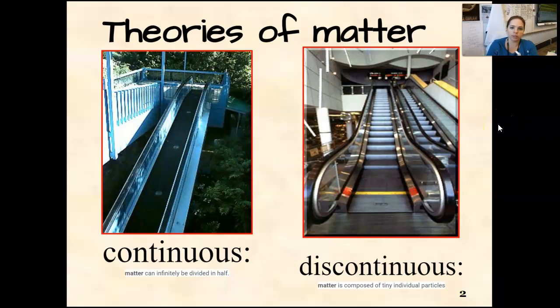So we have some theories of matter that are continuous. That means matter can be infinitely divided in half. You can just break it down, break it down, break it down, keep on breaking down. It will never end. But then you have some that are discontinuous, saying that matter is composed of tiny individual particles.